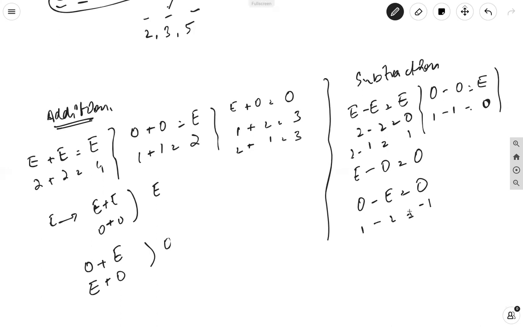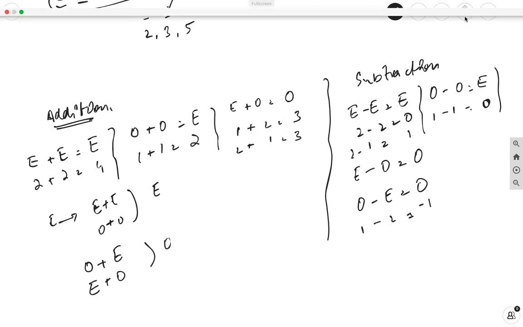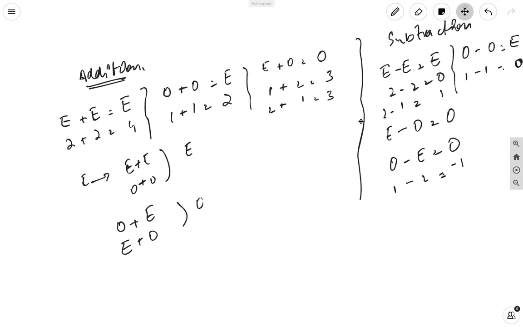Take any example. The takeaway is you get even only when both are the same, both even or both odd. If both are different, you will get an odd. So this is about addition and subtraction.